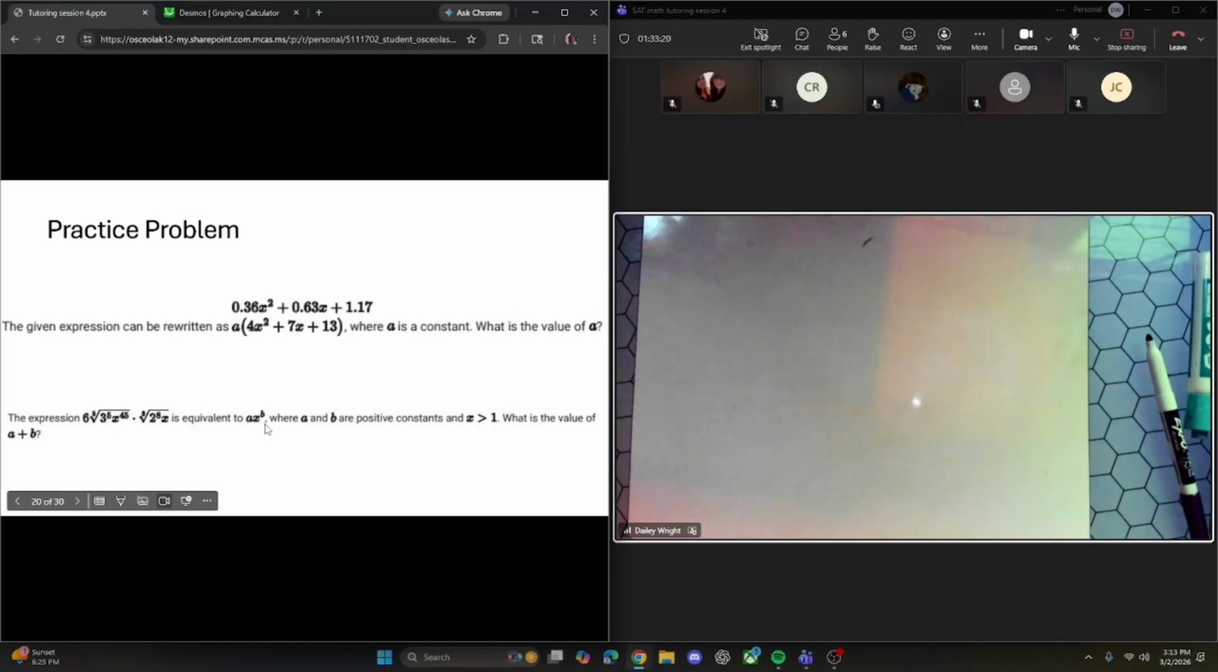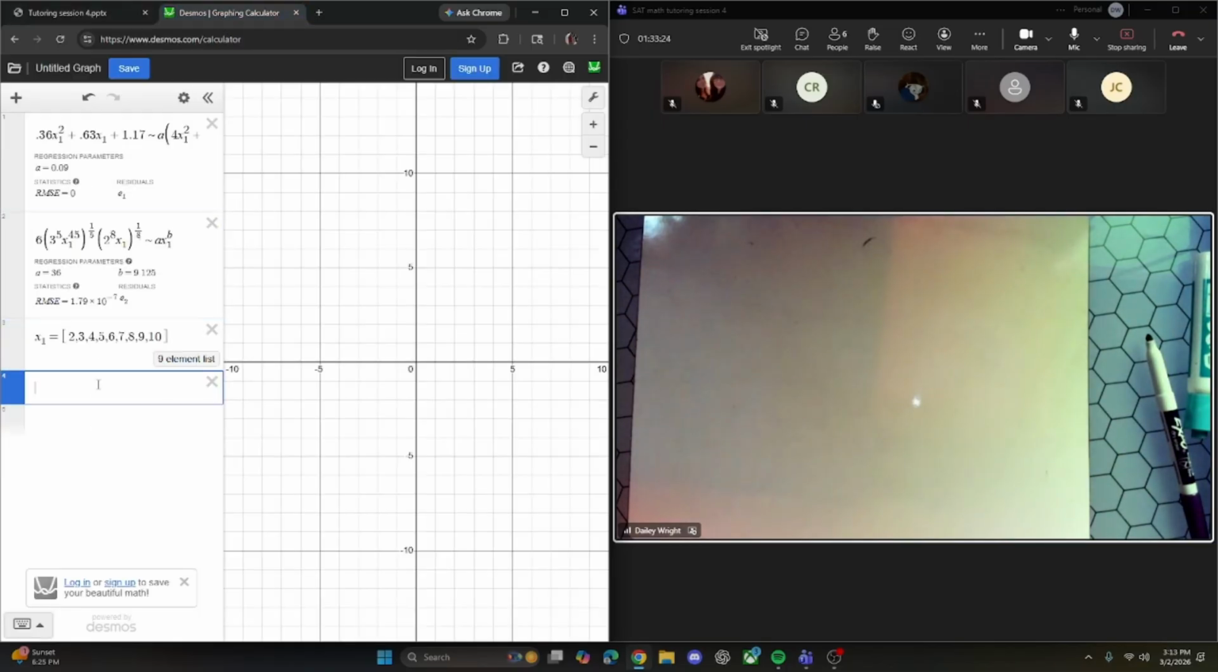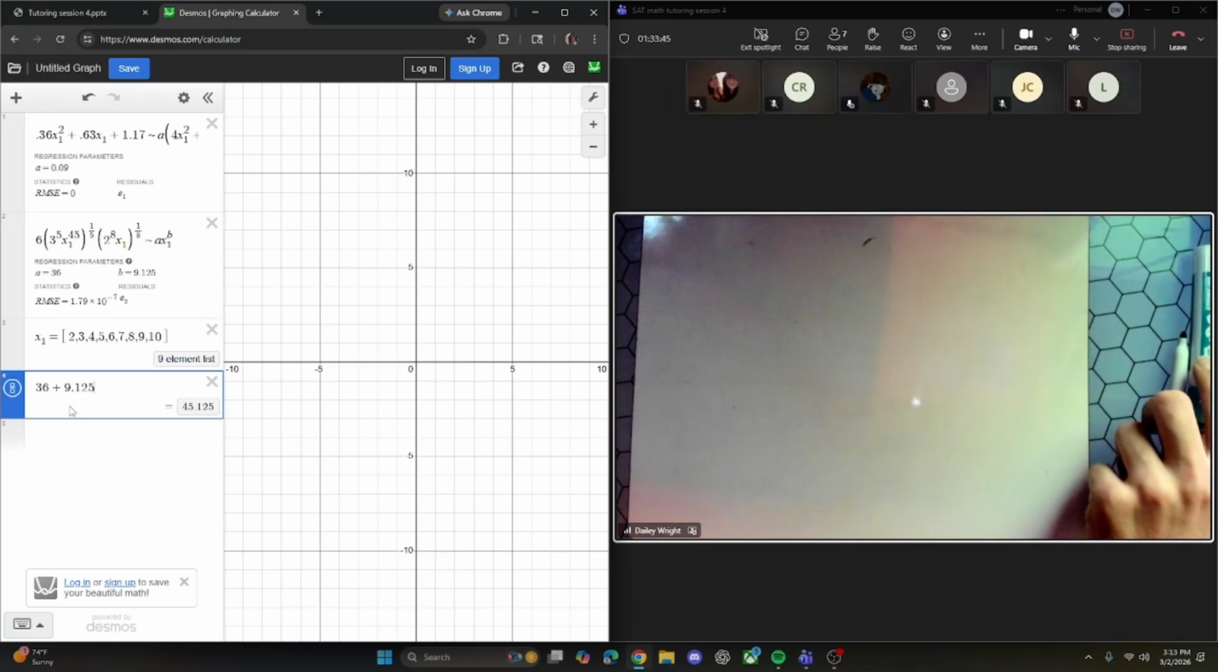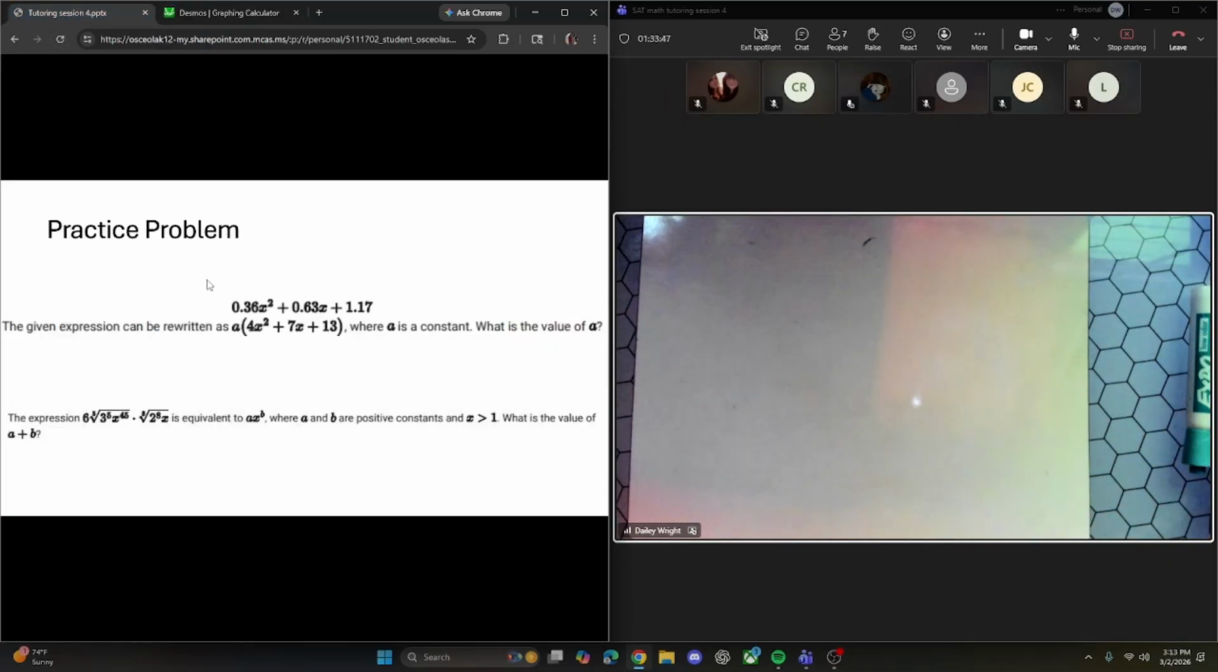So it's equivalent to axb, where a and b are positive constants. What is the value of a plus b? So it gives us a and b here, a plus b. I thought it was going to do that. 36 plus 9.125. And that's going to give me 45.125, and that is going to be your answer to this one.